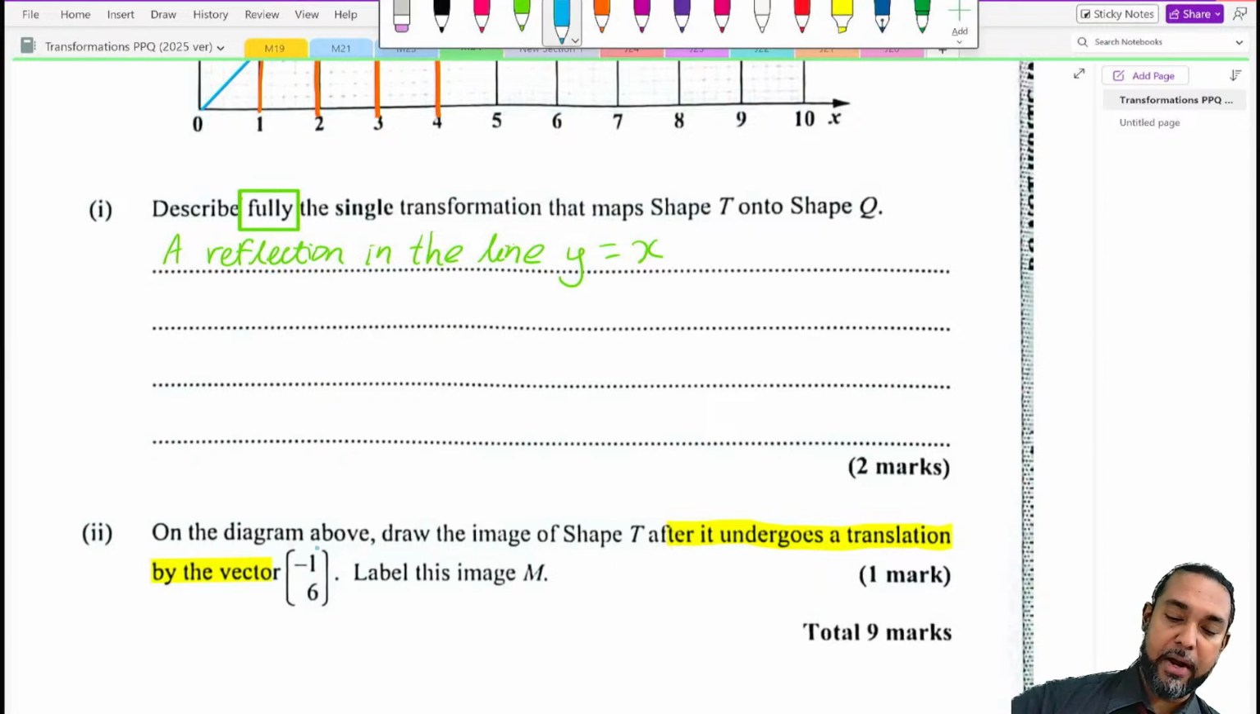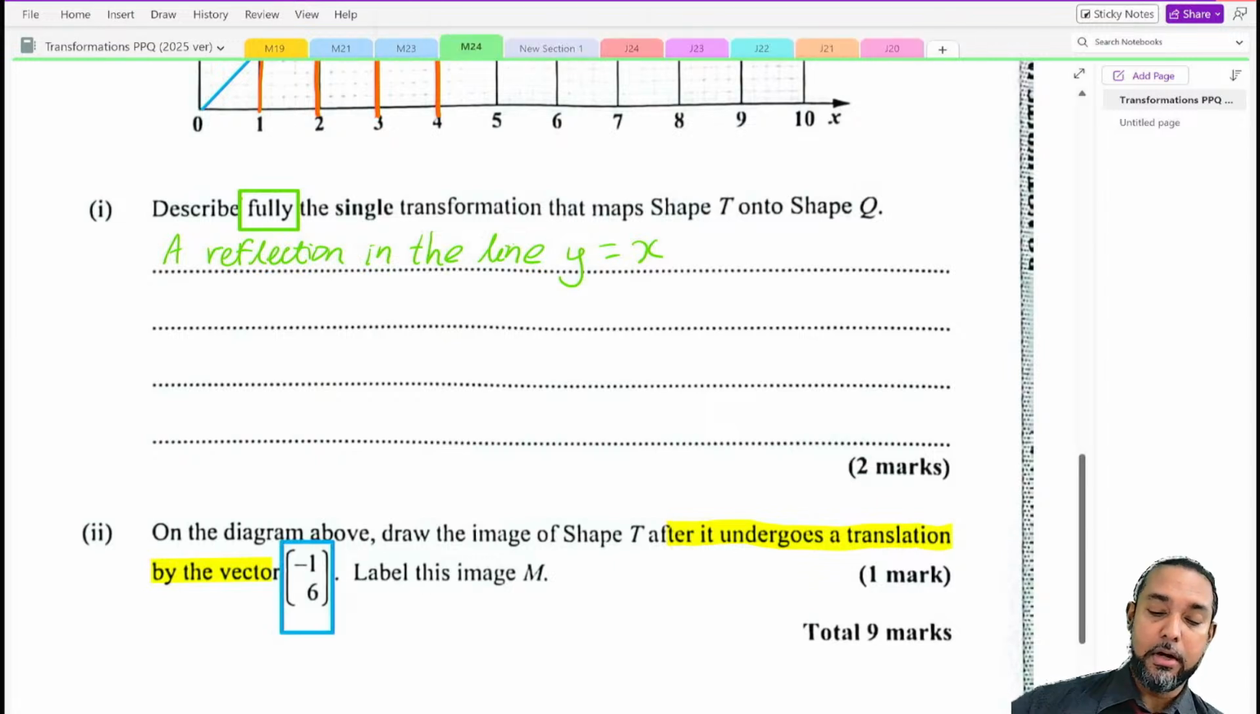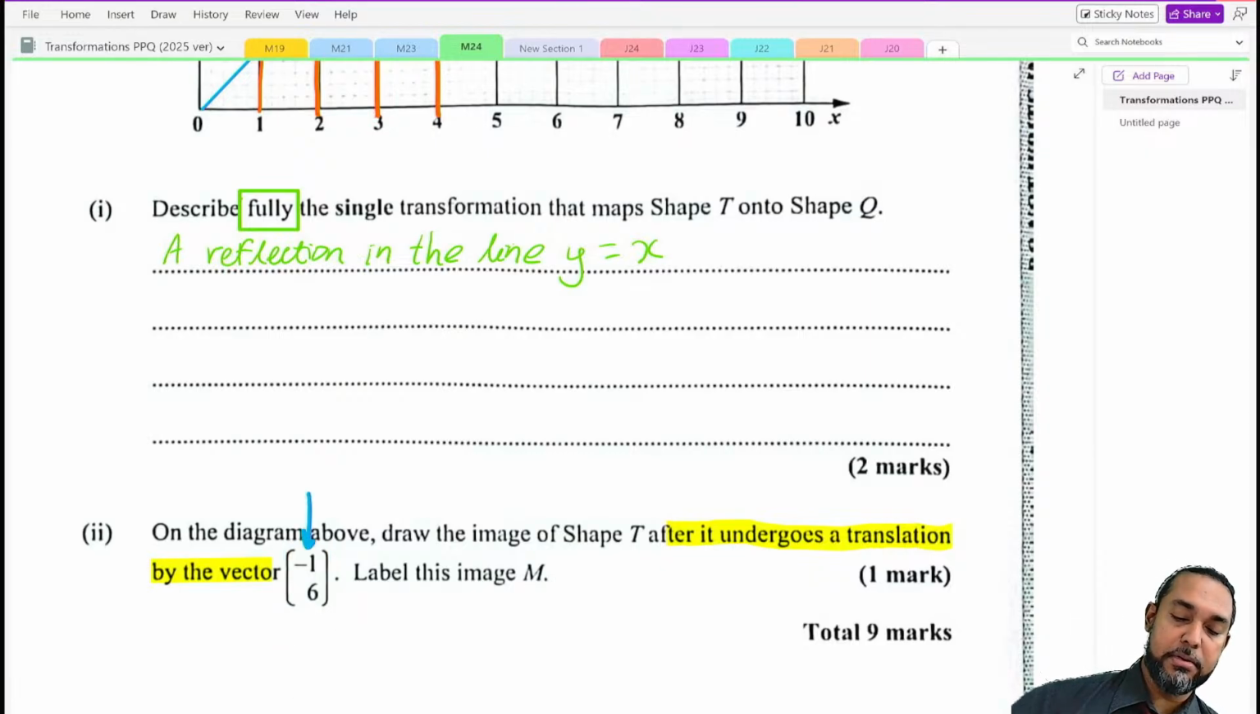Right? In the bracket they give you what we call the components of the vector. The top number is the horizontal component. It tells you how many spaces you go left or right. How do we know if you go left or right? We look at the sign. If it's positive, we go to the right. If it's negative, we go to the left.